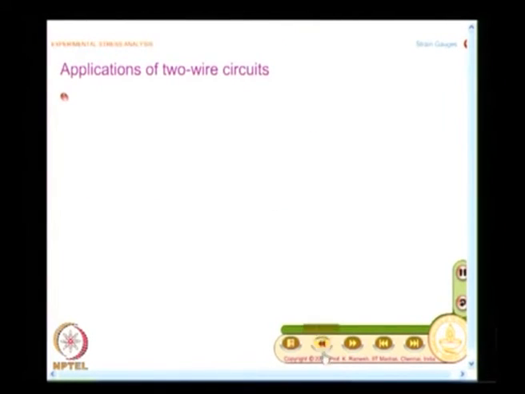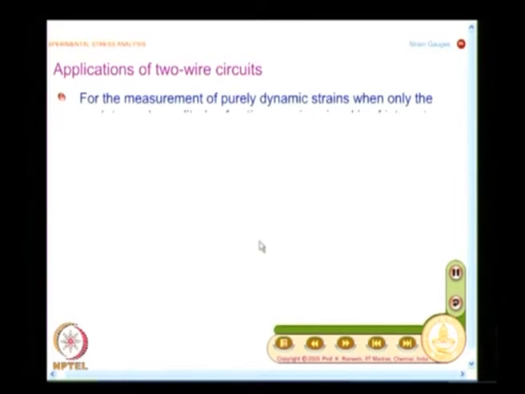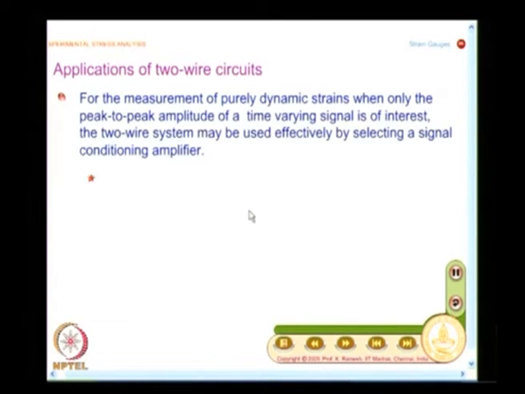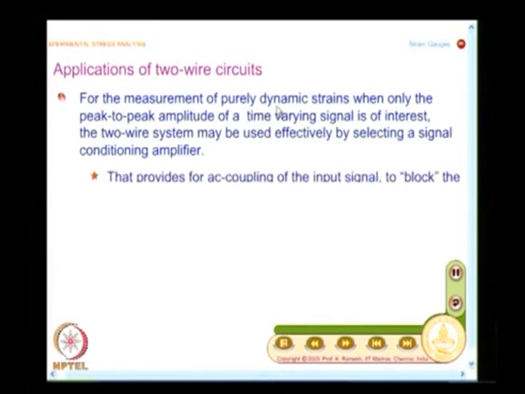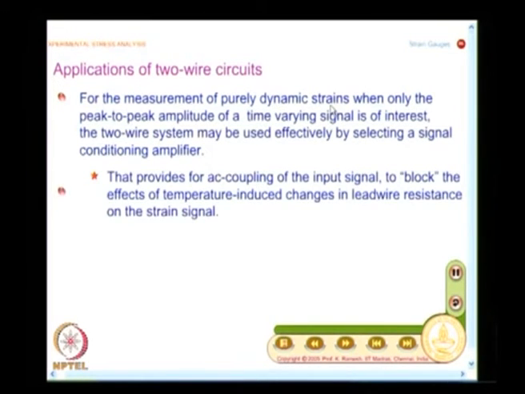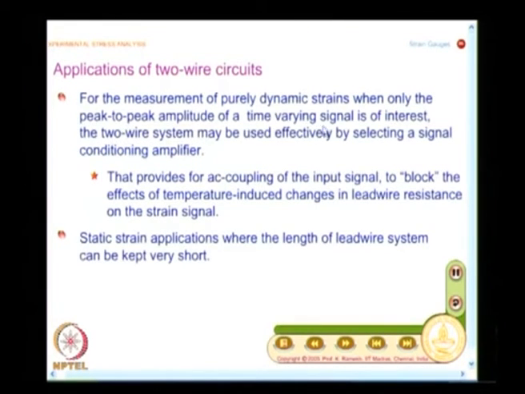See, when you say 3 lead wire system is advantageous, 2 lead wire system also has a role to play. We will see in which class of problems the 2 wire circuits are applicable. Suppose I am working only on dynamic strains, when only the peak to peak amplitude of a time varying signal is of interest, and in such applications the 2 wire system may be used effectively by selecting a signal conditioning amplifier.